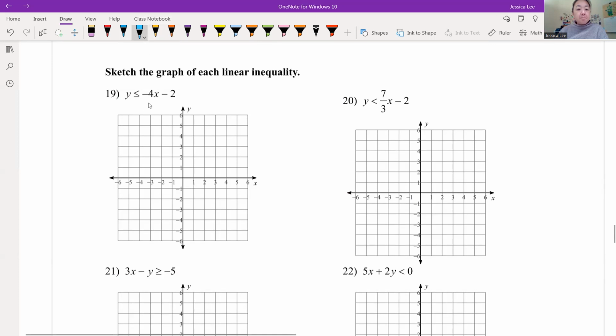We're going to just graph it like how we've been graphing it. It's in slope-intercept form. So here's our negative 2. Our slope is negative 4: 1, 2, 3, 4, and to the left one, because it's negative, we want this negative slope like this. And now the question is, is it solid or dotted?